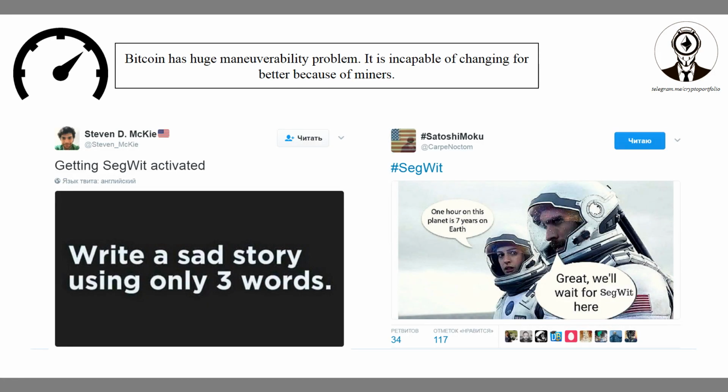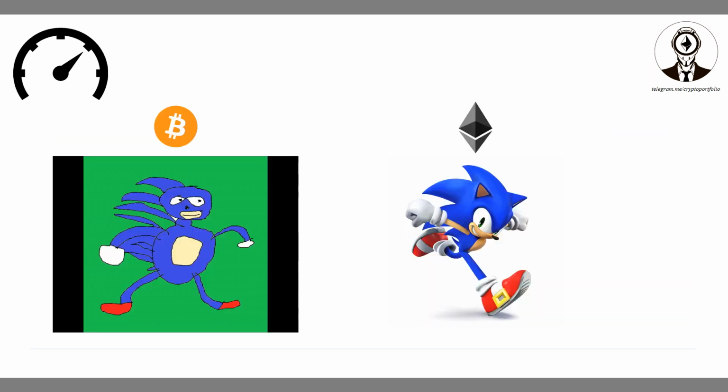By the way, Bitcoin's problems with SegWit's adoption have created a lot of great memes worth checking out. So check out those two by Steven and Satoshi. A little illustration of what Bitcoin looks like nowadays in comparison to Ethereum when we discuss transaction time and progress in general.